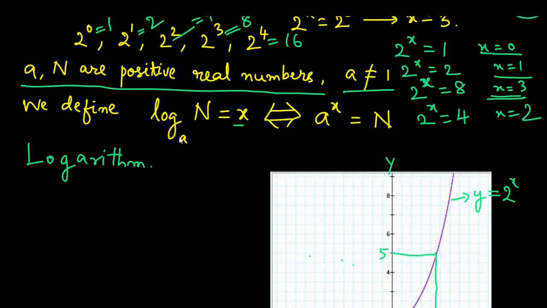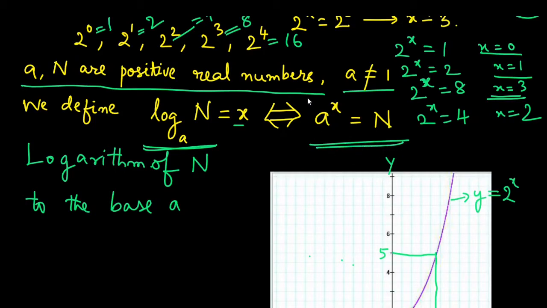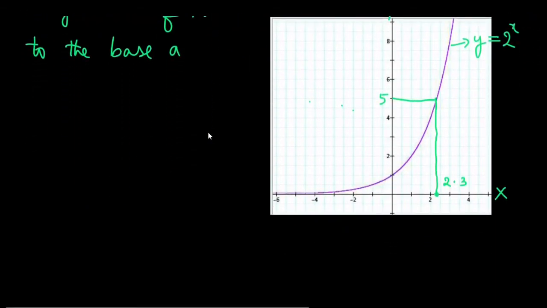Then we define logarithm of n. Here we read it as logarithm of n to the base a is equal to x, which implies a power x is equal to n. That means when there is an equation in a power x is equal to n form, this can be written as log of n to the base a is equal to x. Let us take an example and see.